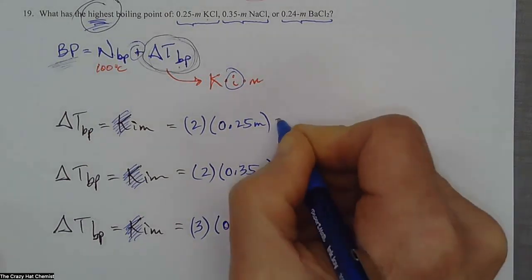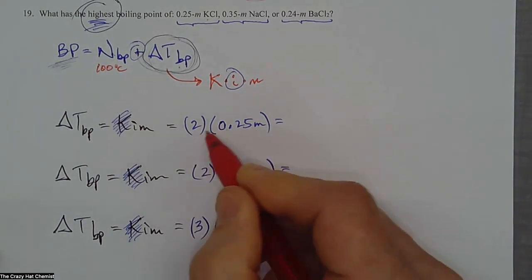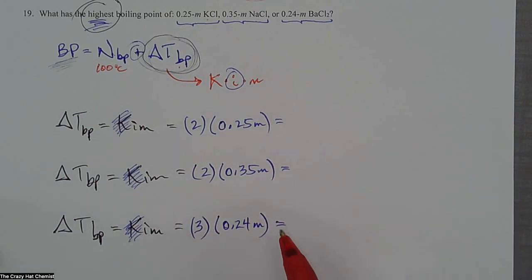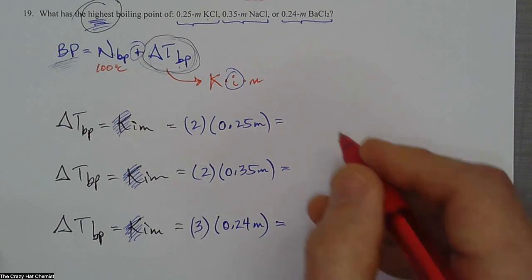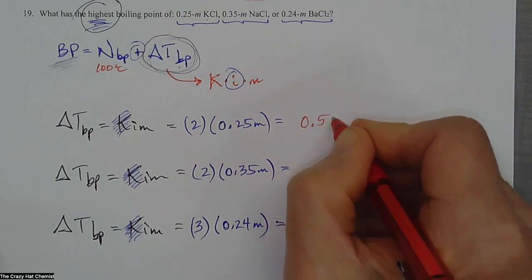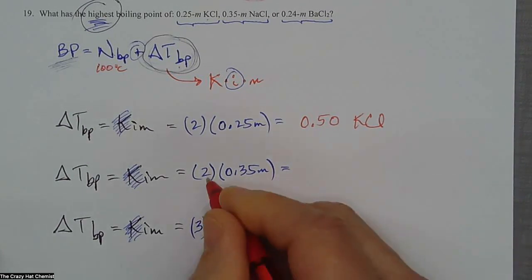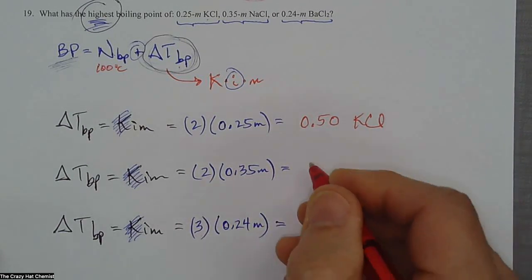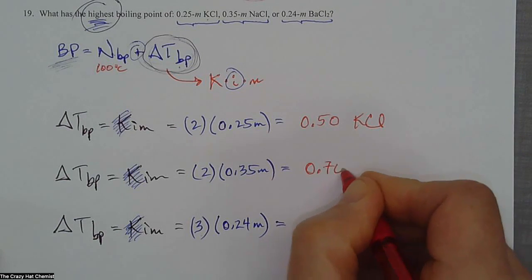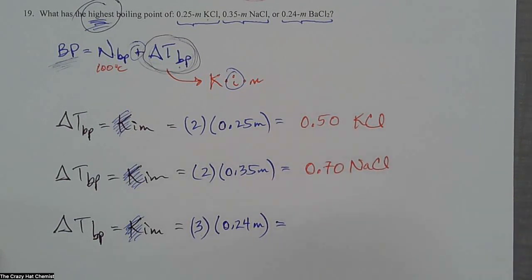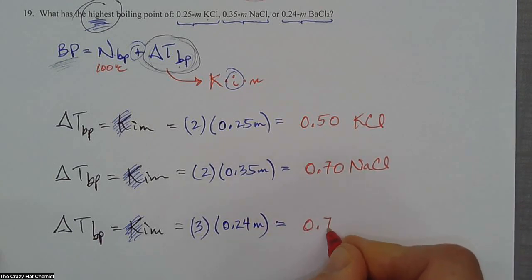Okay, and so what we're going to do is get the product of these two, the product of these two, and the product of these two, and we're going to compare those values. So that is 0.50, and this is for the KCl, just so that you understand. 2 times 0.35 is 0.70. That's for the NaCl. And then 3 times 0.24 is equal to 0.72 for BaCl2.